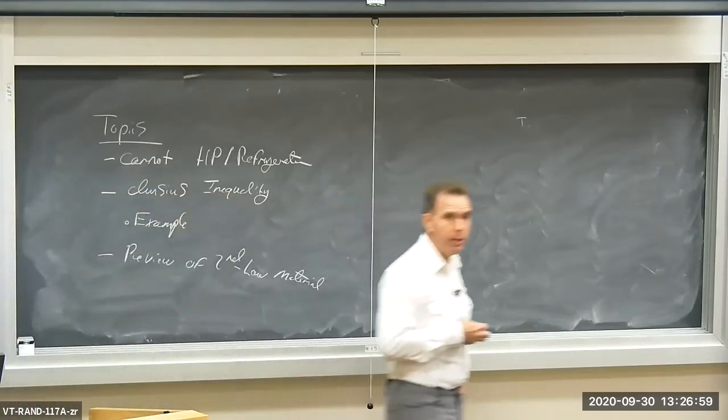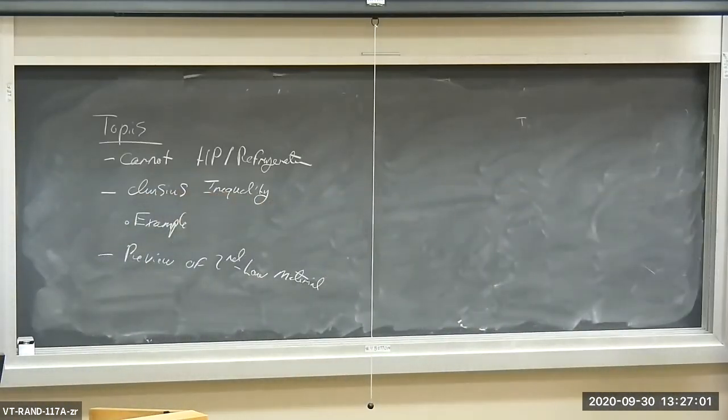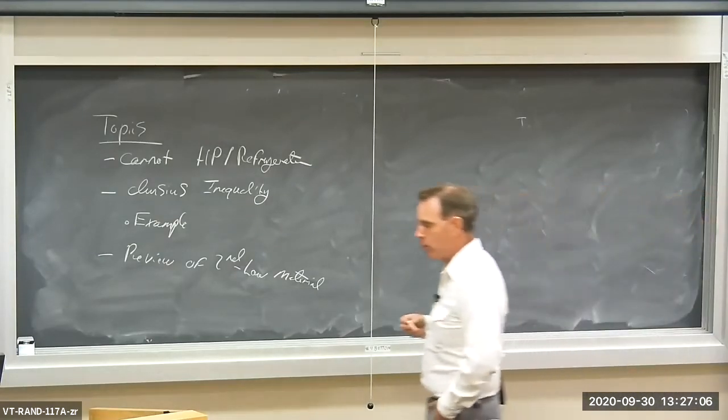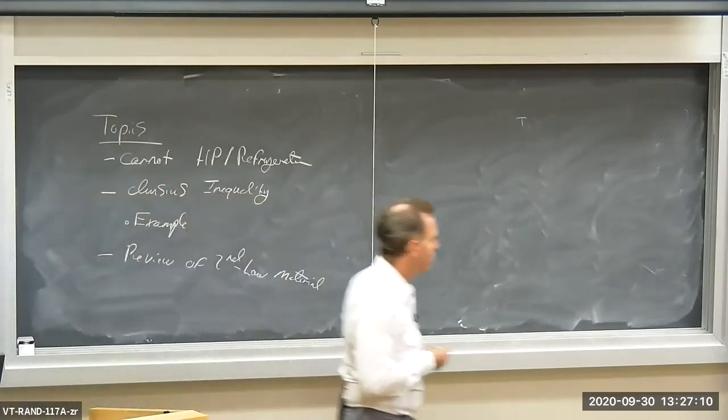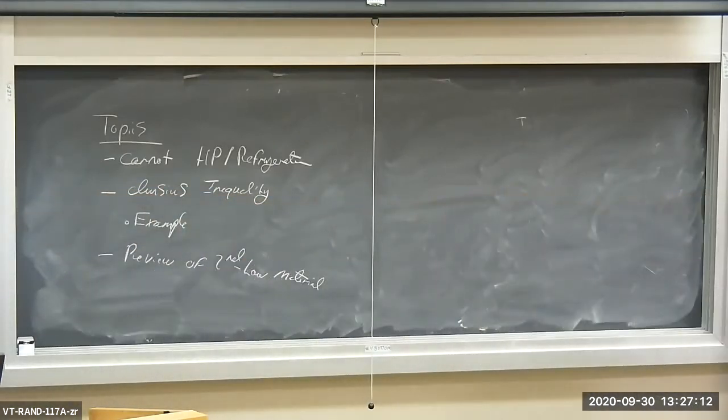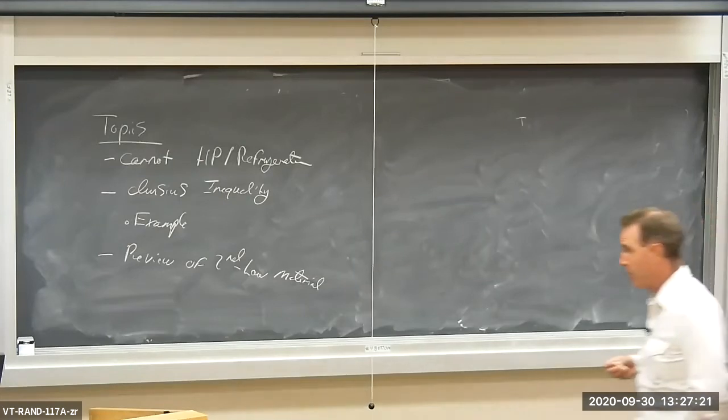Yes, there's a Carnot heat pump and refrigerator. Why? Because we can take a Carnot heat engine, which takes energy from a high temperature reservoir, produces work, and rejects a certain amount of energy in the form of heat to a low temperature reservoir. We can reverse the Carnot heat engine to produce a Carnot refrigerator or heat pump. We'll talk a little bit about that in a moment.